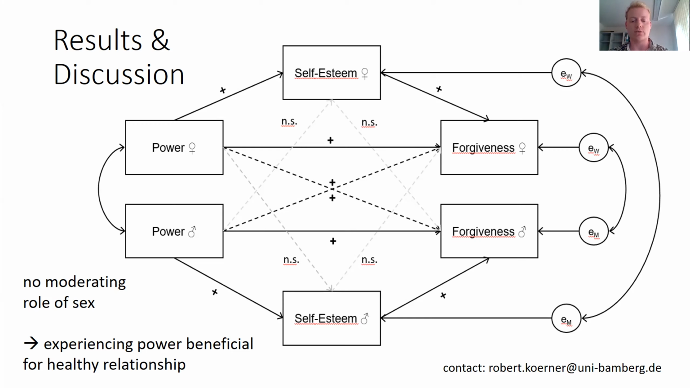There was a direct effect of power on forgiveness, and we found a partial mediation with self-esteem. Interdependent self-esteem, obtained by connectedness with others and strong social ties, completely mediated the power forgiveness link. Dotted arrows are interpersonal or partner effects. Actors' power was also positively related to partners' motivation to forgive. Altogether, experiencing power was found to be beneficial for a healthy relationship.